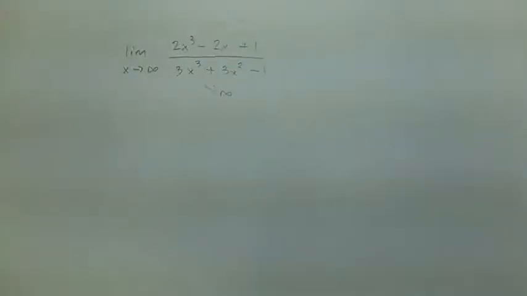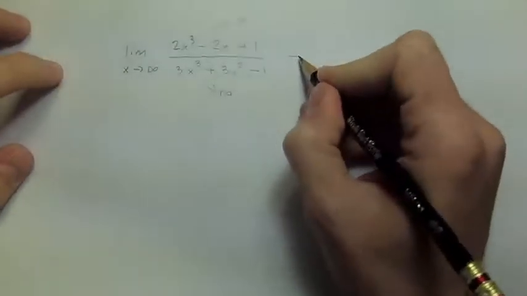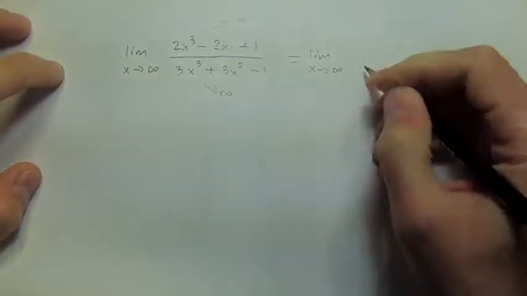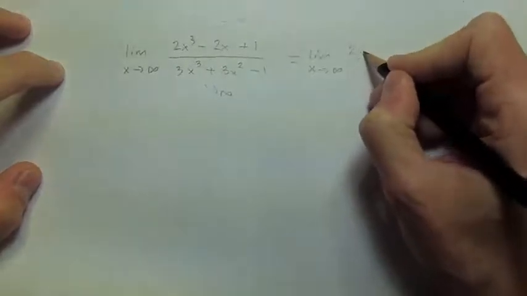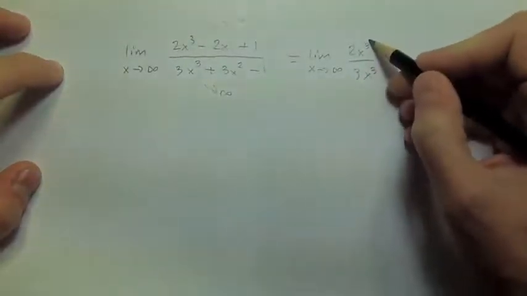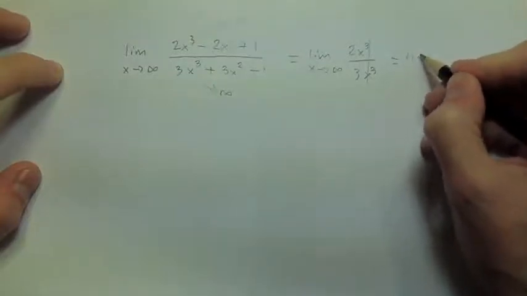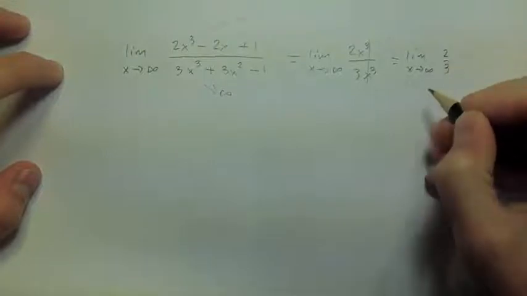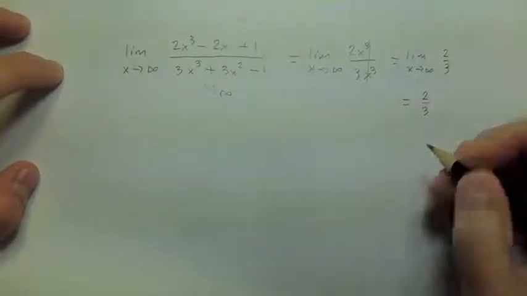So what we did before, back in chapter 2, is we just said that this is the limit as x goes to infinity of the leading terms, right? This would be 2x cubed over 3x cubed. This is a nice trick that tends to work. In a couple cases where it doesn't, you have to be really careful about, but for the most part, this gives us that the limit is 2/3.